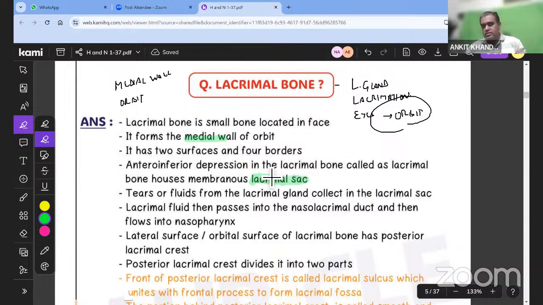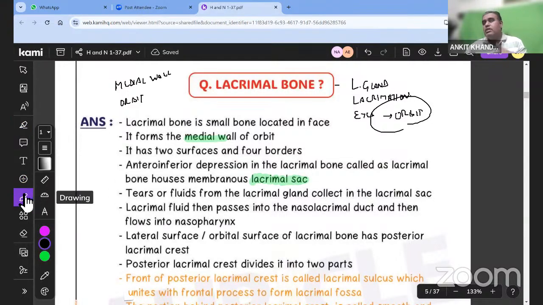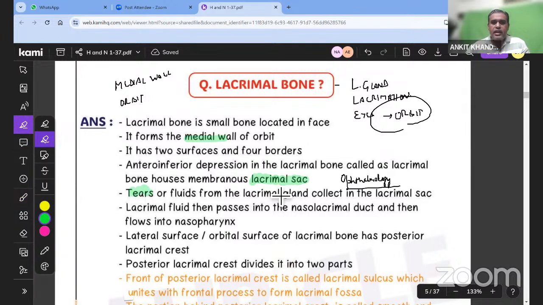Now, what is the importance of this? This is very important, and therefore it is asked frequently, because it is important for the department of ophthalmology, for the ophthalmologist. Why? Because it is forming the lacrimal sac. Now, what does this lacrimal sac do? Actually, the tears are collected inside the lacrimal sac.